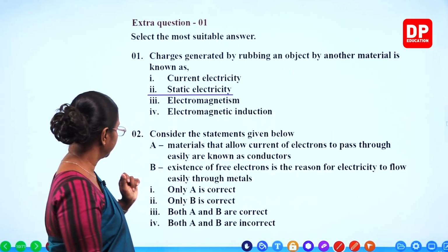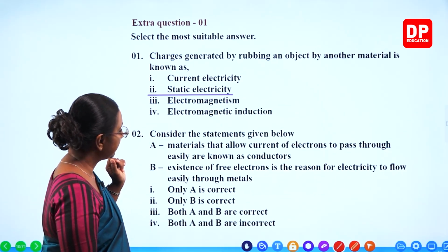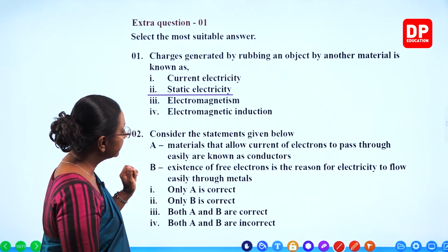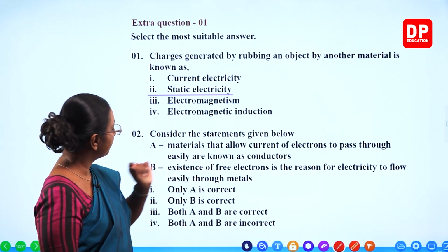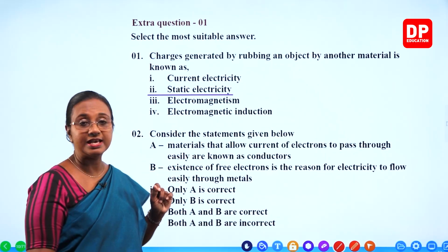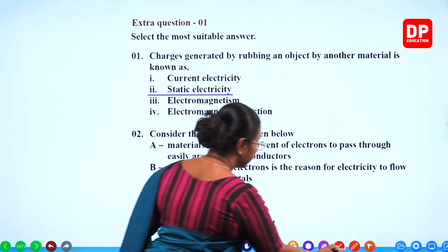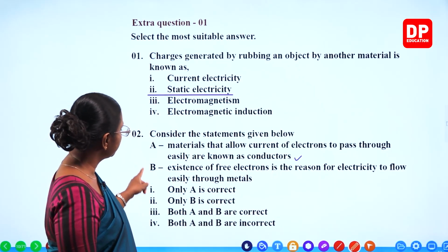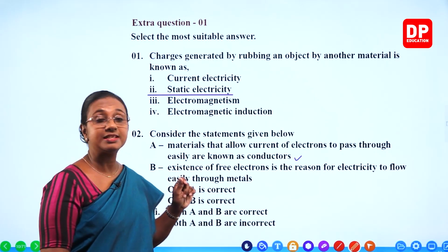Then the second question. Consider the statements given below. A. Materials that allow current of electrons to pass through easily are known as conductors. That is correct. So, materials that allow current of electrons to pass through easily are known as conductors.